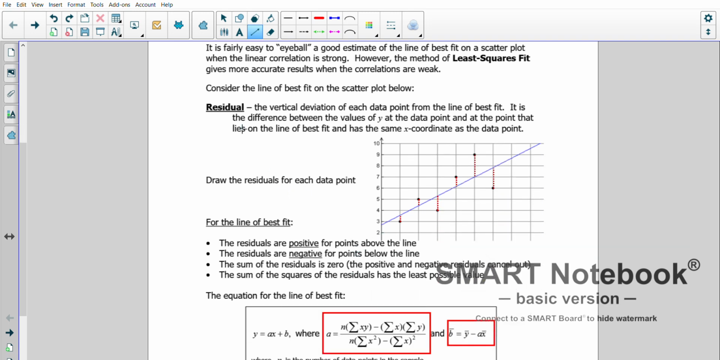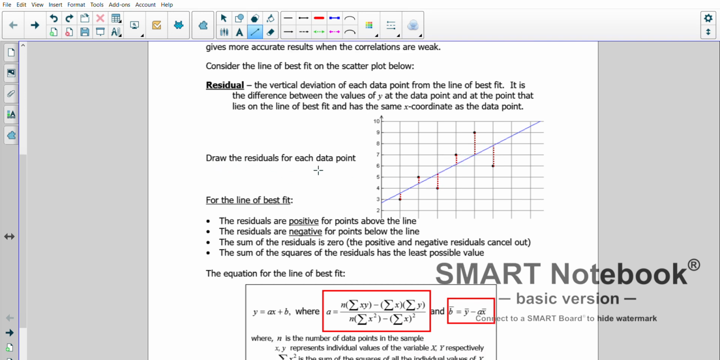First, we'll define a residual. So basically, a residual is a vertical deviation of each data point from the line of best fit. So I've already drawn them in. If this is a data point, then the residual is this vertical distance from the point to the line of best fit. So it wants us to draw the residuals for each data point, so I did there.